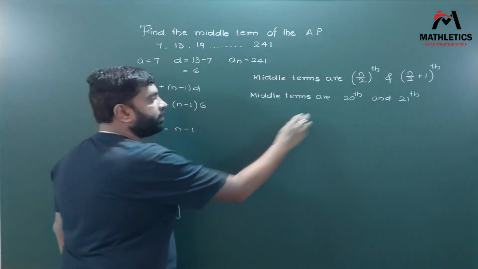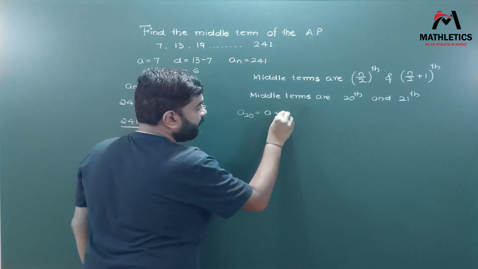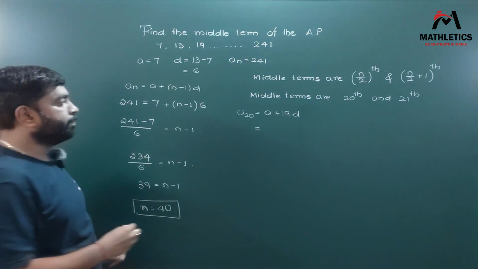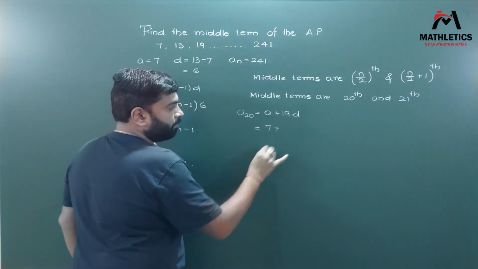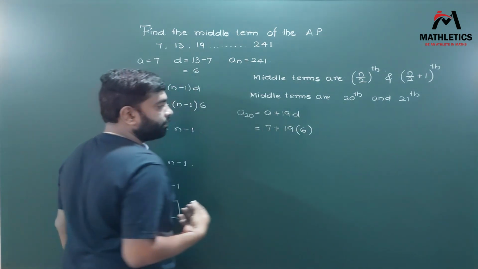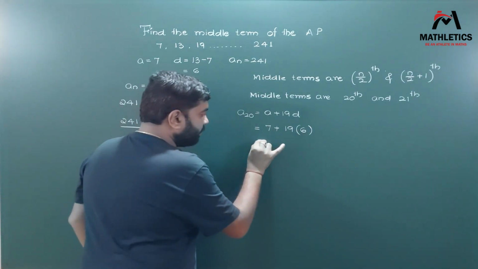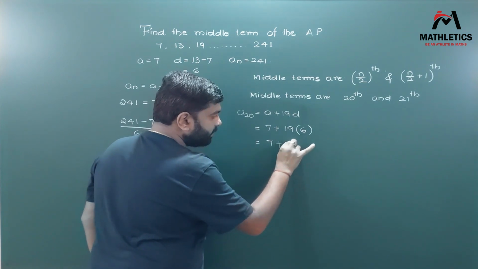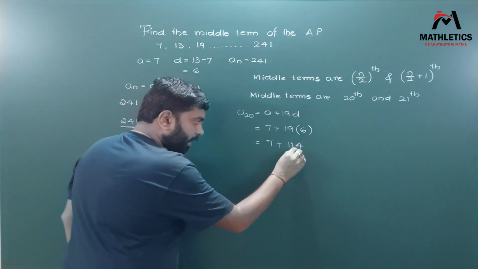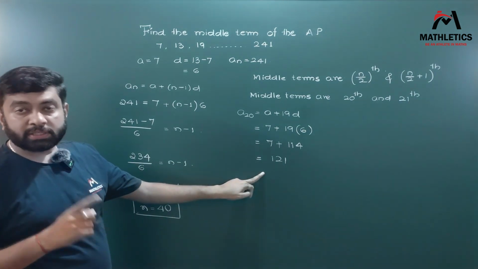So first we'll try to calculate the 20th term. A20 can be calculated with the help of A plus 19D. The value of A is 7. So 7 plus 19 into 6, where the value of D is 6. First we'll try to calculate 19 into 6. 7 plus, is it 114? So 114. 7 plus 114 is nothing but 121. This is the 20th term. This is one middle term.